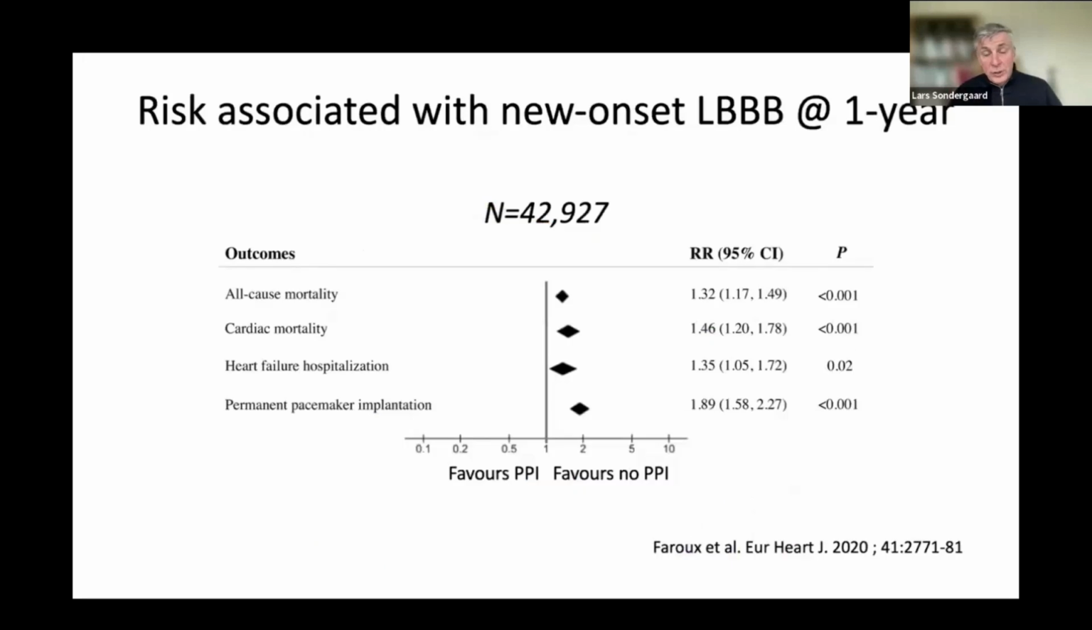And this is another study, a very large meta-analysis. You can see here patients with a new left bundle branch block after TAVI. It's more than 40,000 patients. You see that at 1 year, all-cause mortality, cardiac mortality, heart failure hospitalization, and subsequently need for permanent pacemaker are all increased. So it's not only permanent pacemaker, but also the new onset conduction abnormality, which is a left bundle branch block, which is also an issue.